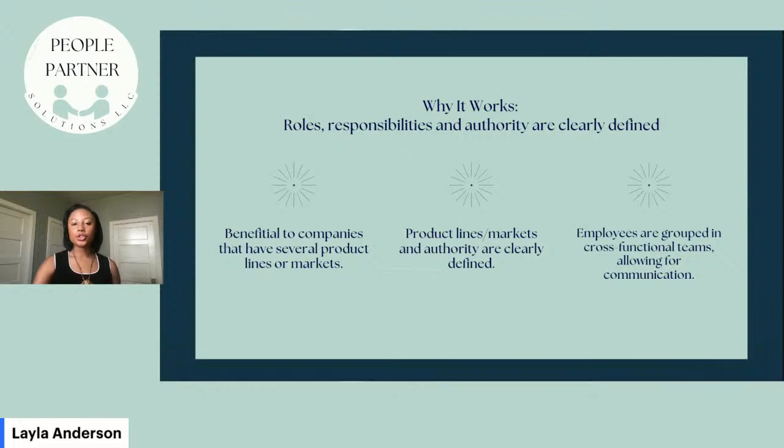Why does this structure work? Again, the roles, responsibility, and authority are clearly defined along the product or market lines. It's beneficial to companies that have several product lines or markets. And the lines of authority are clearly defined. Employees are grouped in cross functional teams, allowing for communication.